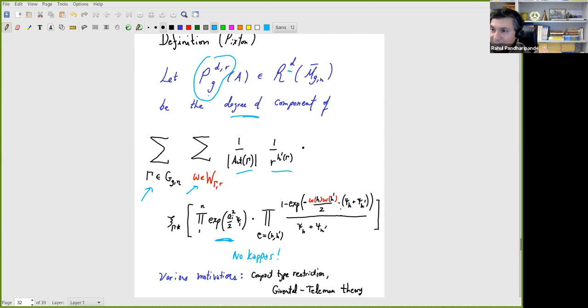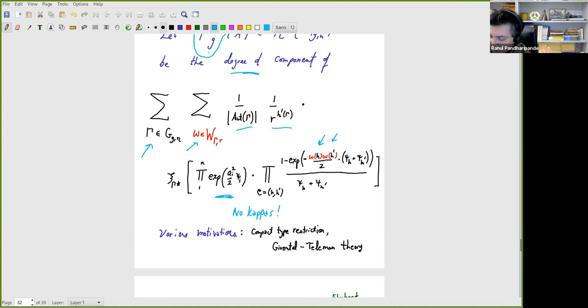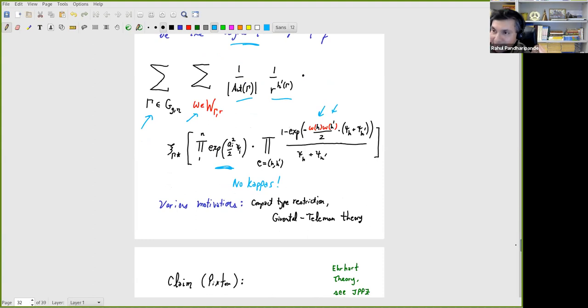And then there's cotangent lines. And this edge term comes with these weights here. And there's various motivations for this. You'll have to ask Aaron for what the motivations are, but there's some compact type restrictions that govern some aspects of the formula, and then also some motivations from this classification theory.